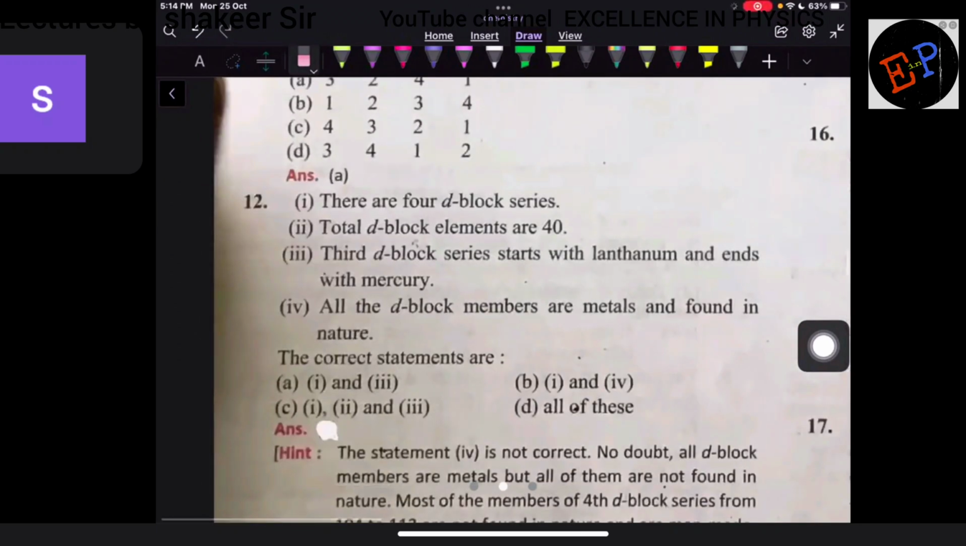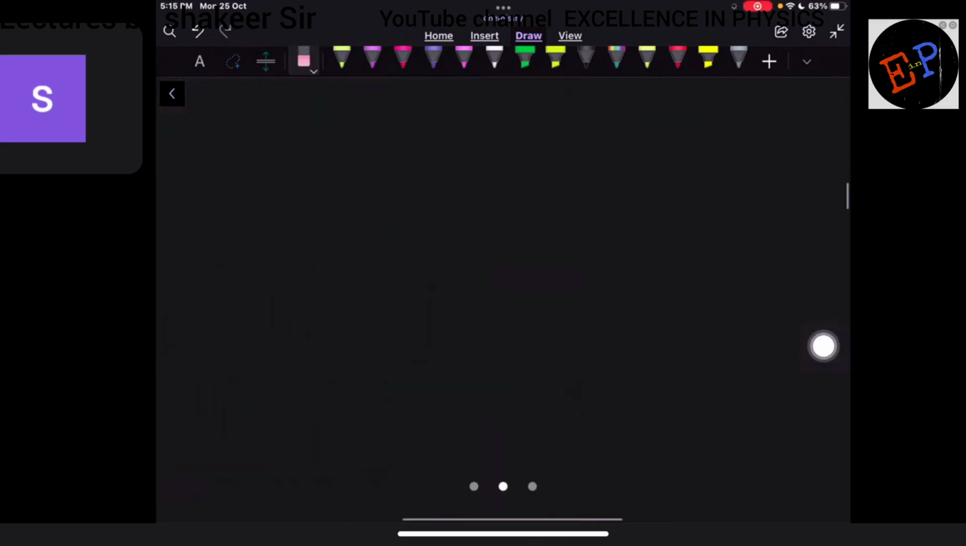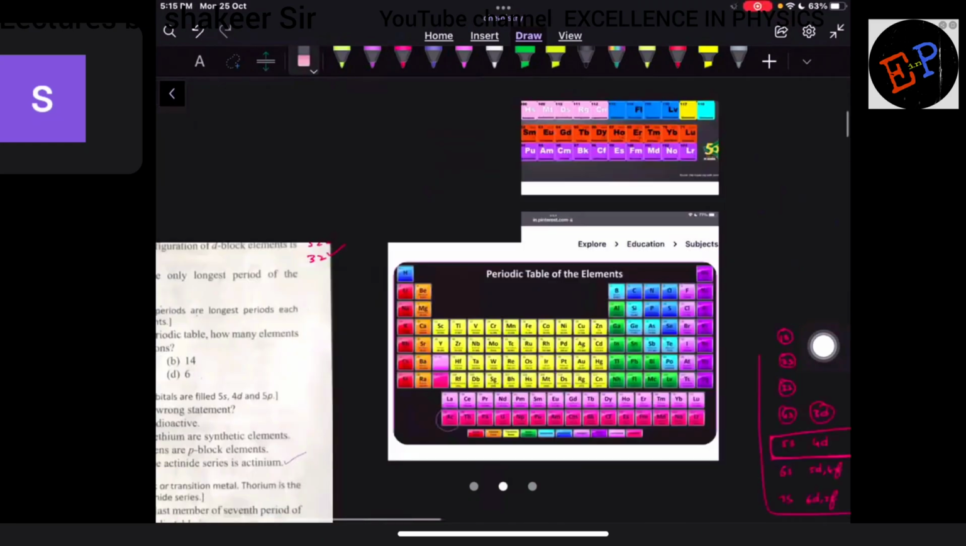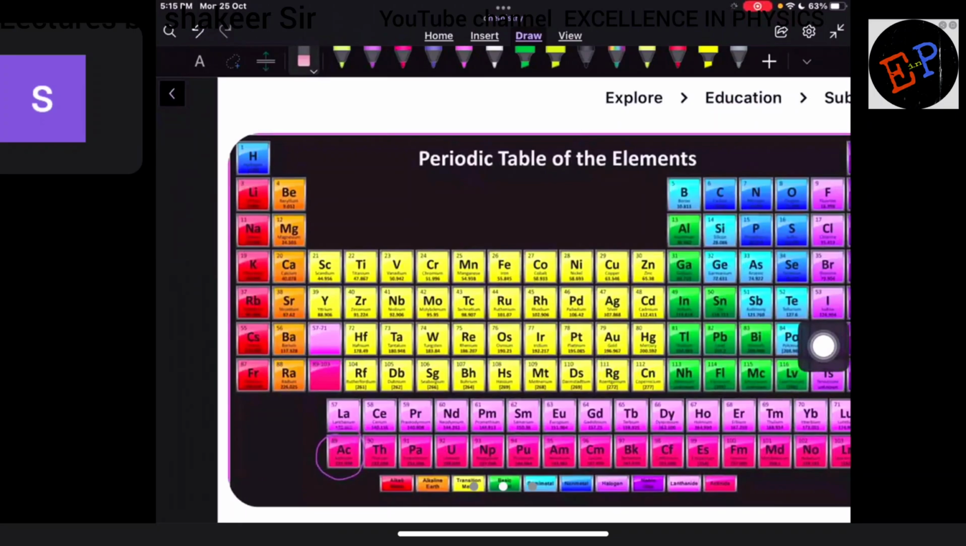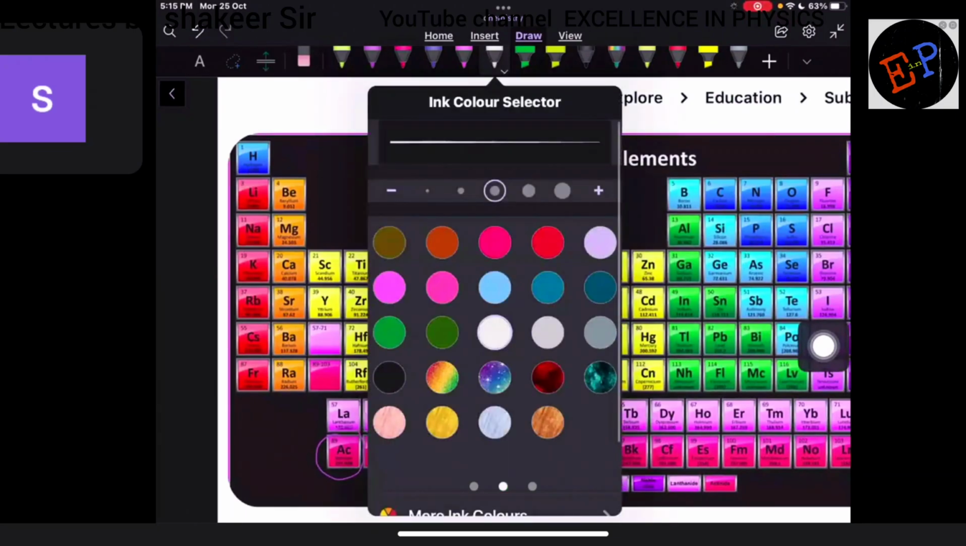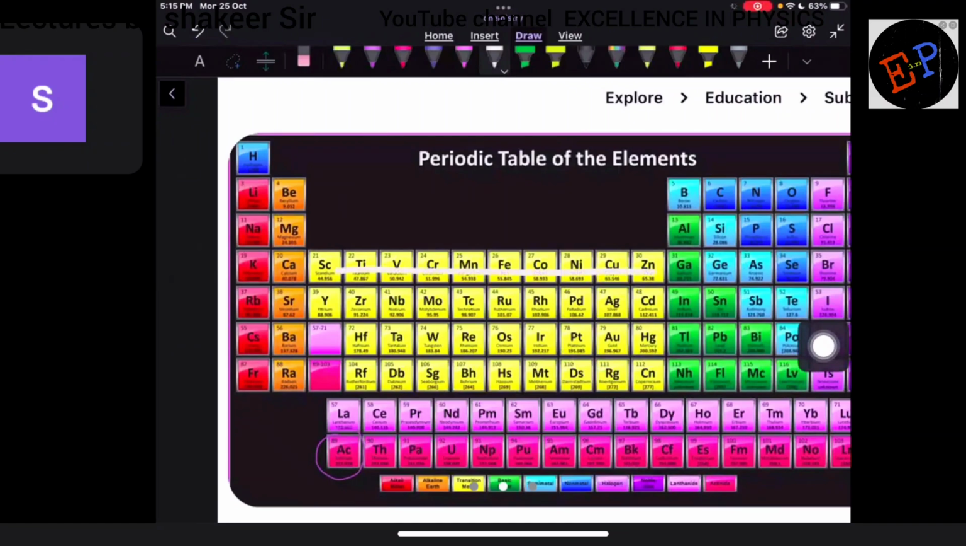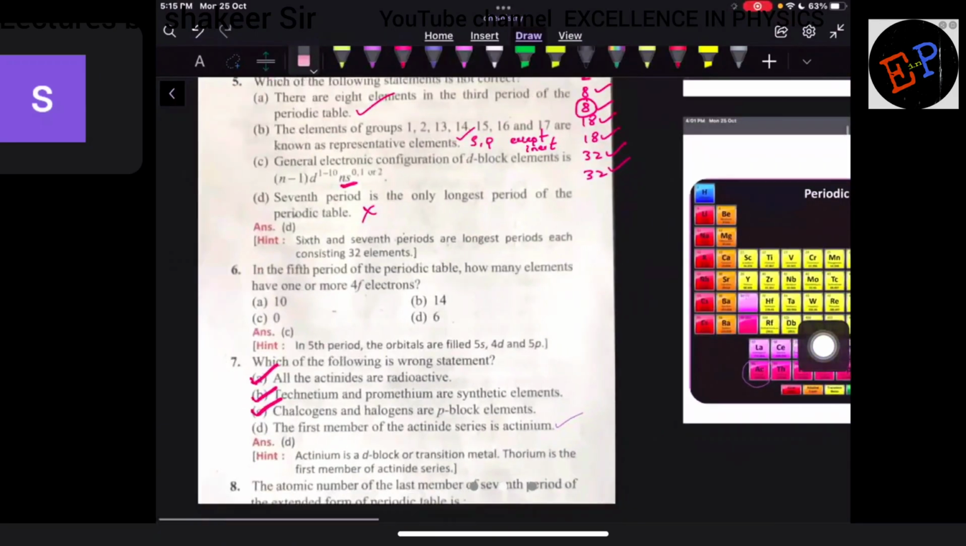Clear now? Next is, there are 4 D block series. In D block, how many series we have? 4. Let us see the periodic table once again. So these are the 4 series. This is our first series, second series, third series, and fourth series. All of them are called D block series. Able to understand? So therefore, 10 folds, 40 elements are present. Now let us go to our question.